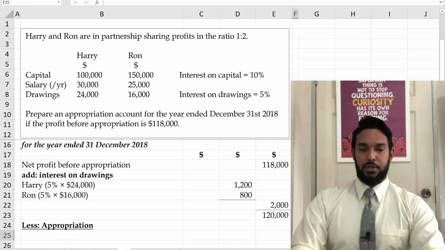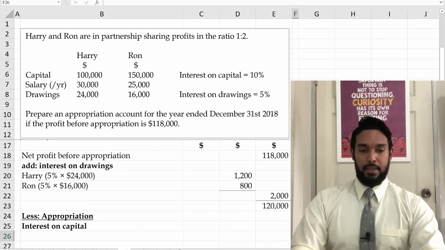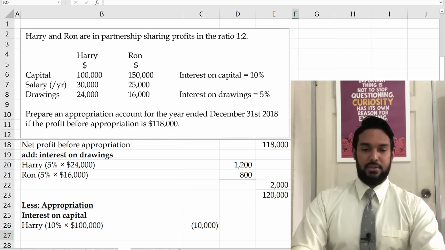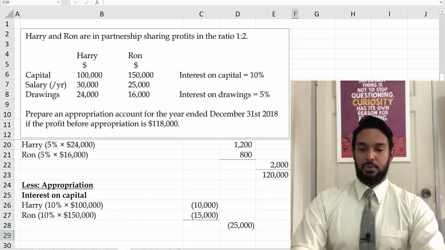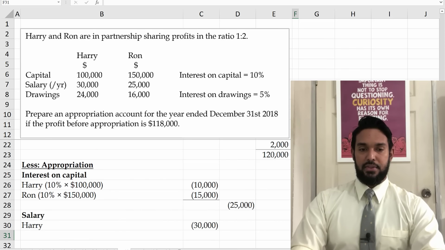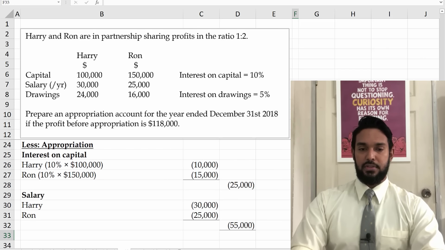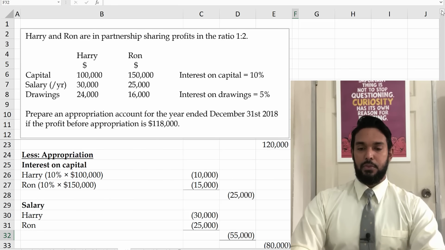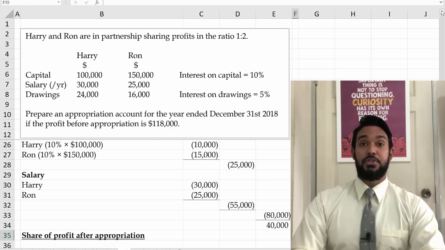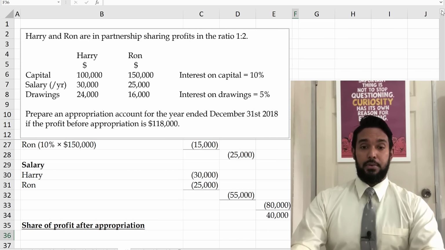Right, so let's appropriate. So interest on capital. Let's go. Harry had 100,000, 10%, so that's 10,000. Ron had 150,000, 10%, that's 15,000. Total is 25,000. Salaries. So Harry had 30, Ron had 25, total is 55. 55 and 25 is 80, and we're going to subtract that from the 120,000 up there, which will give us 40,000, which is the profit to share to the partners.